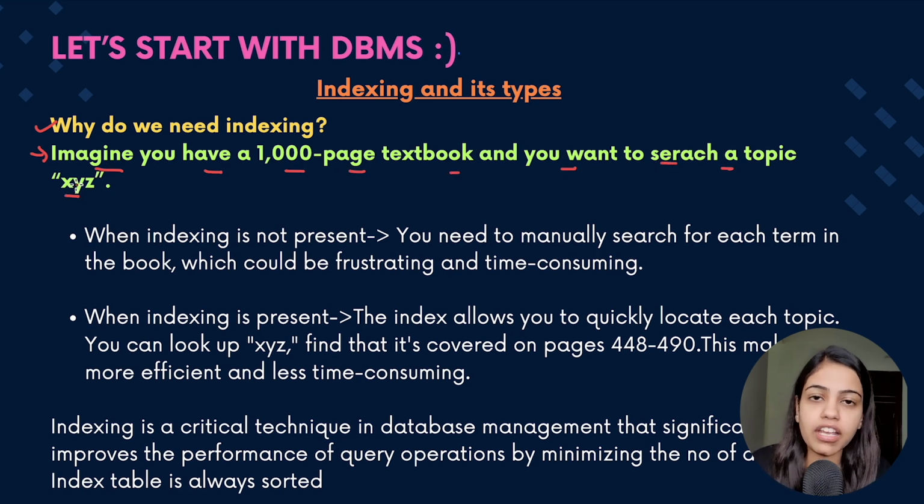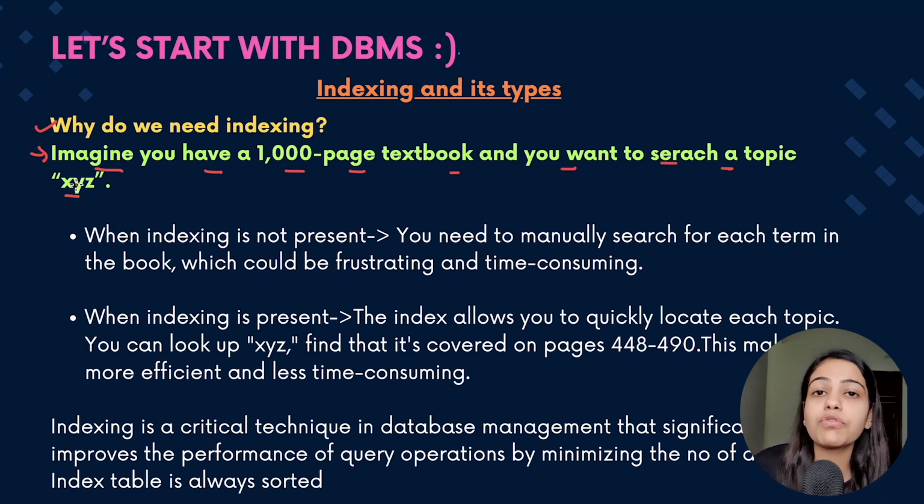So you are having a book. In that particular book I ask you to search about a given topic XYZ. Now how can you do that? First thing is, whenever we have the index or the contents of the book, we can go ahead and see where that particular topic is present, and we can go to the page number.